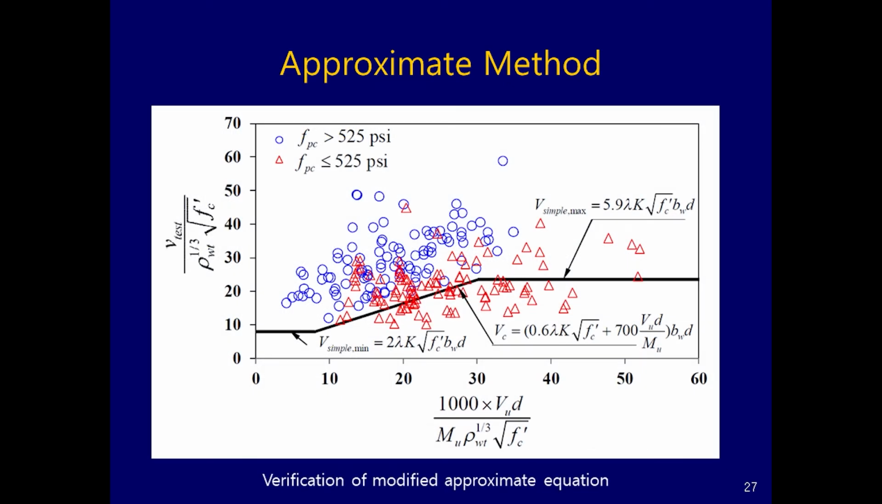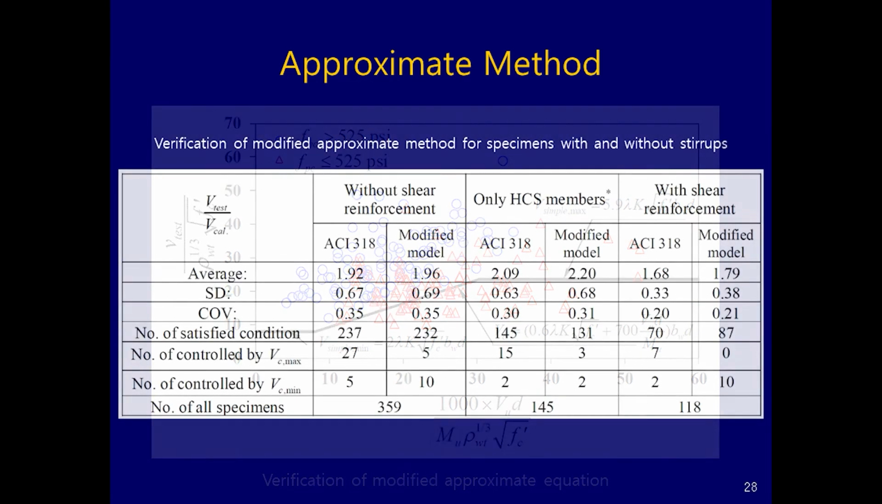So that's the comparison with the database. The red colored points are not for this equation. These data are having FPC smaller than 525 psi. So only looking at the blue colored circles, it's conservative enough. Upper bound, lower bound, and in between those upper bound and lower bound.